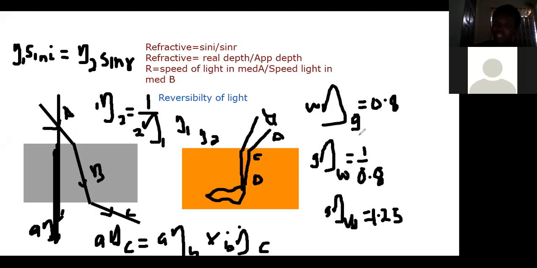Then when they tell you to find the refractive index of light moving from glass to water, given 0.8, the only thing you do, because it's reversal, is reverse it. This time you do 1 all over 0.8. It's simple: when you move from A to B under reversibility of light, then moving from B to A, you still use the same path, but in the opposite direction. That is why we have the reciprocal. It passes through the same path. Do you get it?